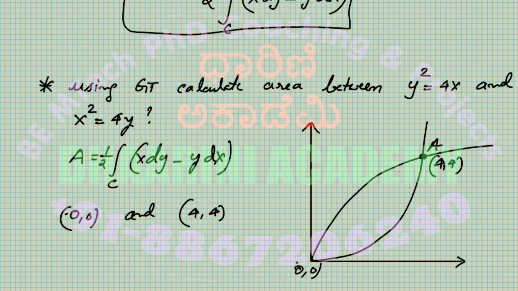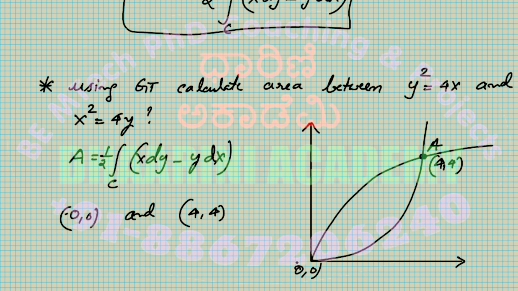So I want to perform A equal to the integral from O to A of half x dy minus y dx. That integration I am supposed to do, plus the integral from A to O, once again half x dy minus y dx.